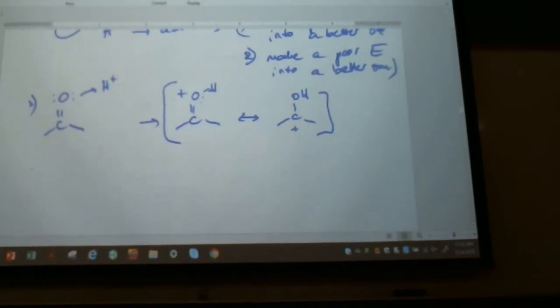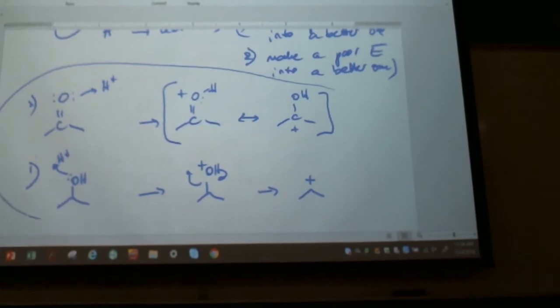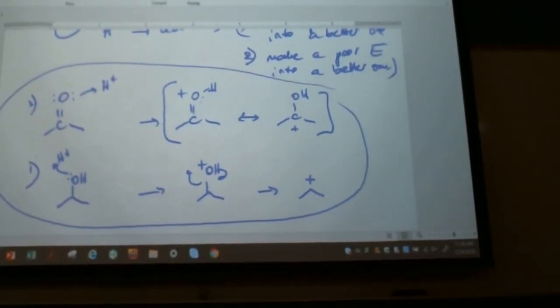An example of 1 would be if I had an alcohol and this attacks H+. This is clearly a much better leaving group than OH-, right? So these are the type of things you're looking for when I put something with H+. Let's use it to activate, to make a better electrophile, to make a better leaving group. And you start there. That's your first step.